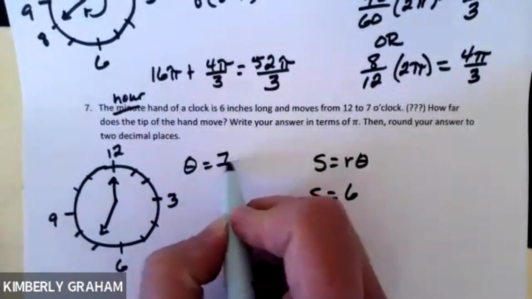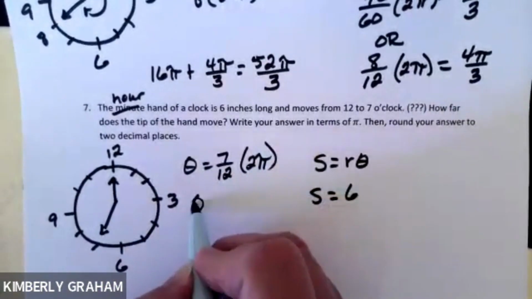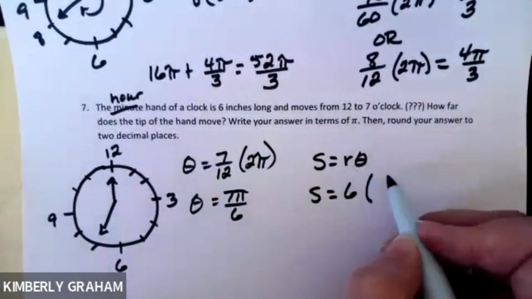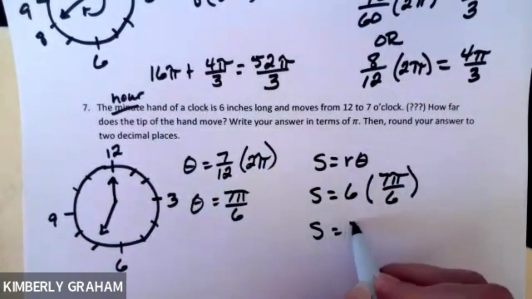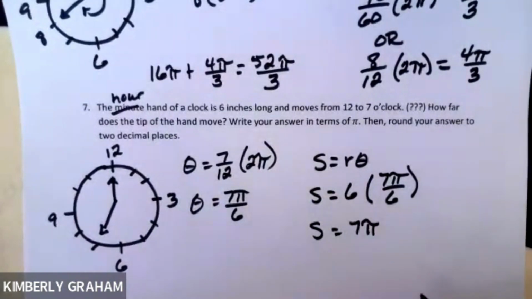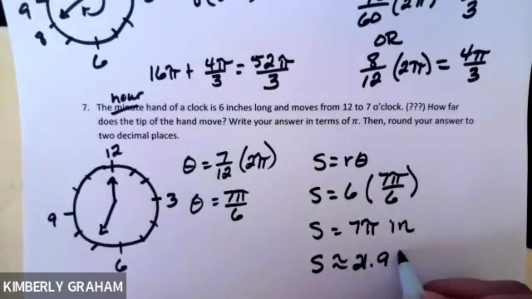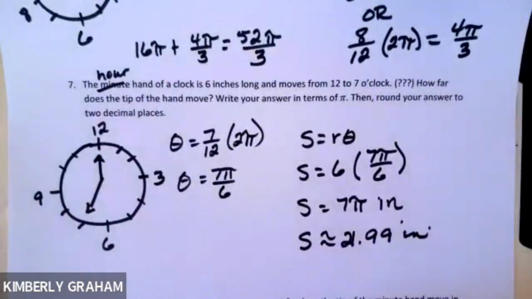So my theta would be 7/12 of 2 pi, which is going to be 7 pi over 6. So my theta is 7 pi over 6. So that's going to be 7 pi inches. And rounding that, I get approximately 21.99 inches.